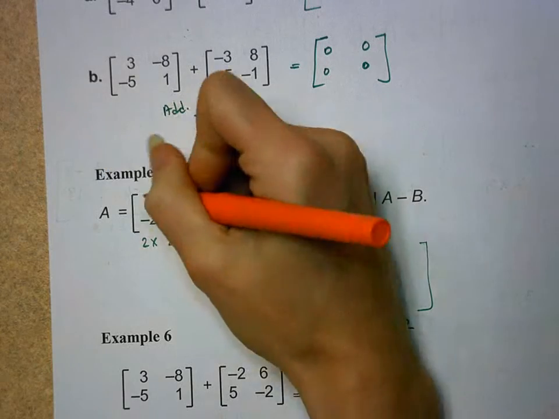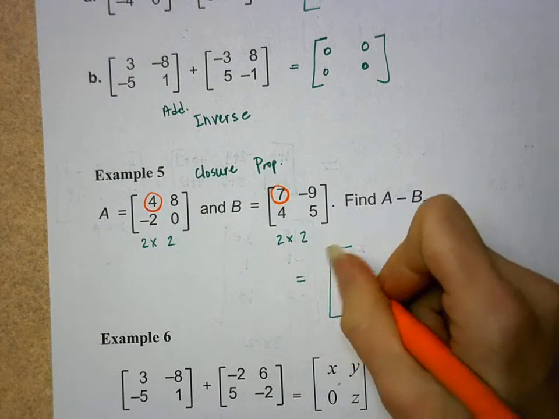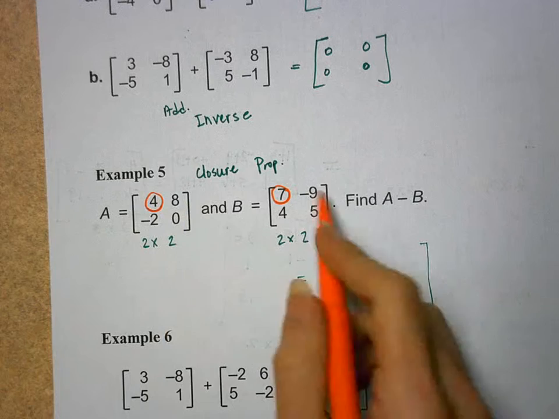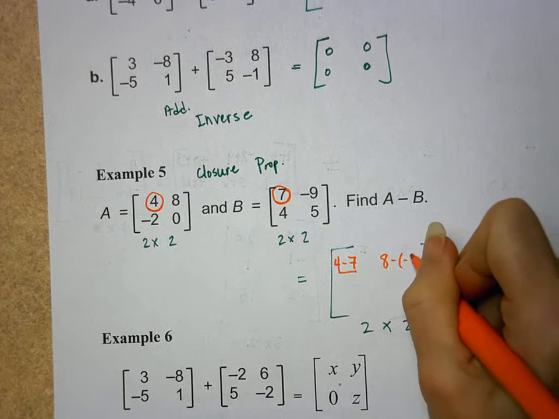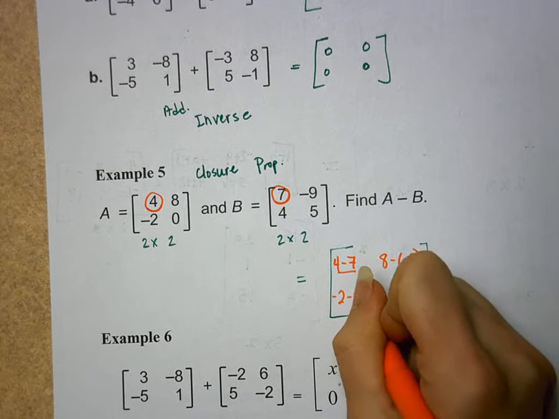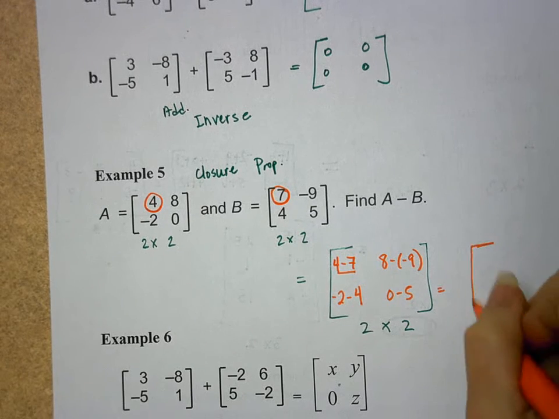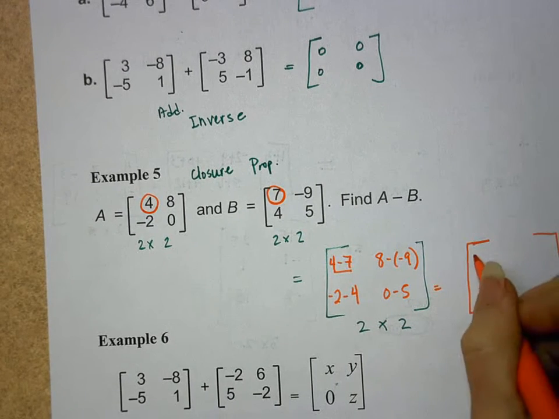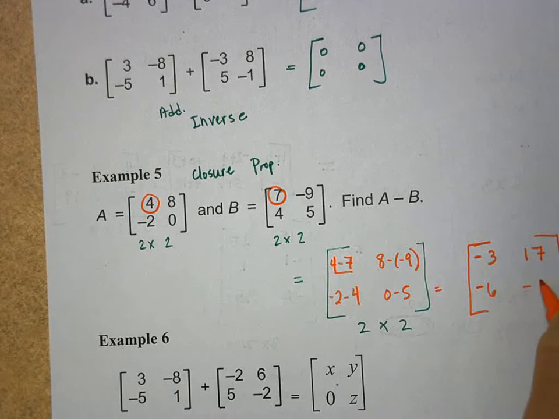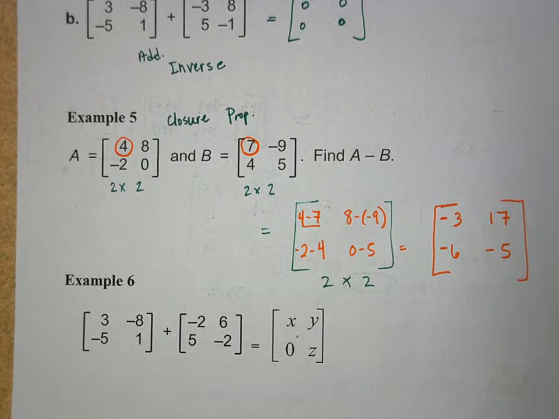So I take row 1, column 1, element 4, minus row 1, column 1, element 7. That'll give me the first element. 8 minus negative 9 will give me the second element. Negative 2 minus negative 4, minus 4. And then 0 minus 5. So my matrix will be a 2 by 2 that will consist of elements negative 3, 17, negative 6, and negative 5. So there's an example of the closure property.